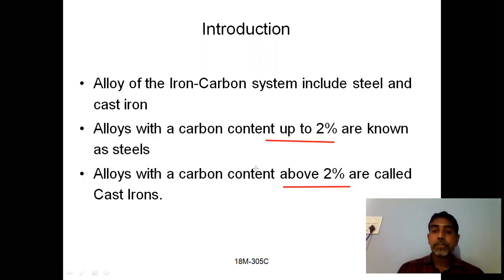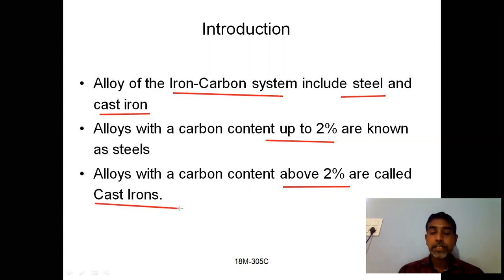I am repeating once again. The iron carbon system we can call an alloy because we have more than one material, and one of them is a metal. In this alloy of the iron carbon system, we may have steels as well as cast irons. If the carbon percentage is up to 2%, then we call them steels. And if the carbon percentage is more than 2%, then we call them cast irons.